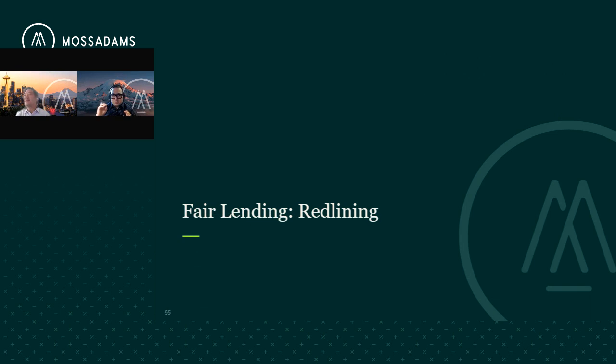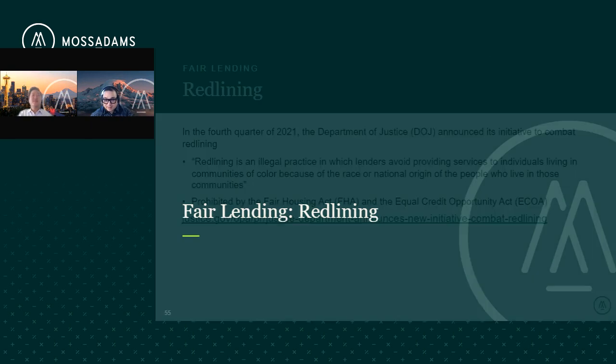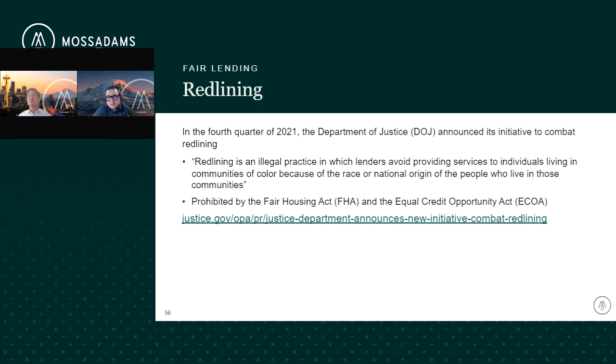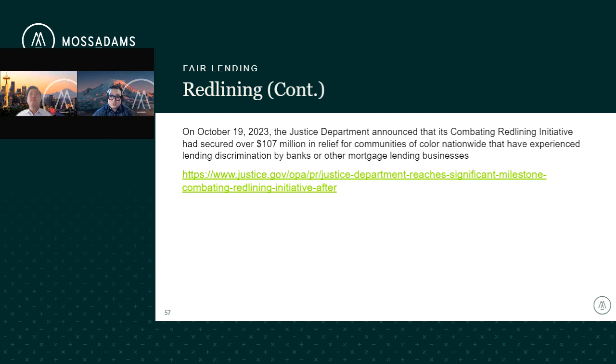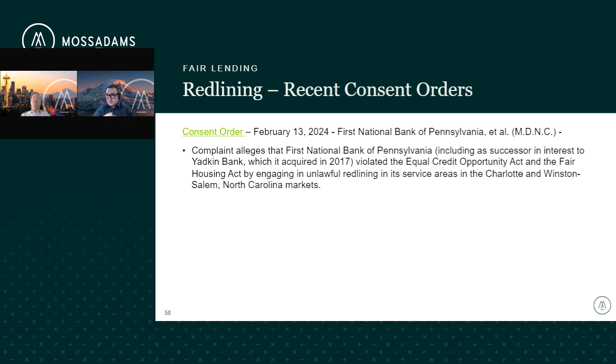So a couple very quick areas I wanted to briefly touch on. There's some additional information included in the handout that you can pull from the slide decks. So redlining, just a quick reminder, continued agency focus. DOJ and the agencies have been very, very focused in this area. On October 19, 2023, the Justice Department announced that its Combating Redlining Initiative had already secured over $107 million in relief for communities of color nationwide. And that is based on a number of consent orders which have occurred since the initiative was launched.